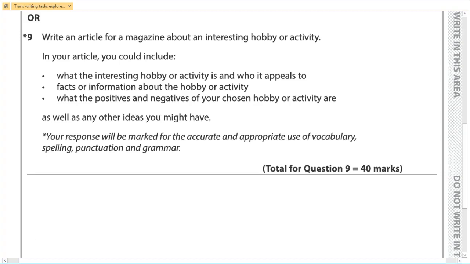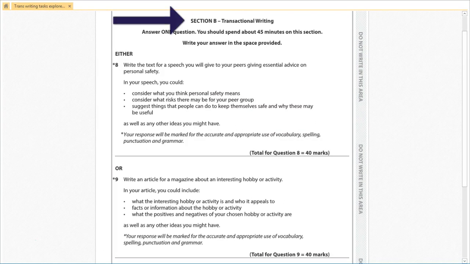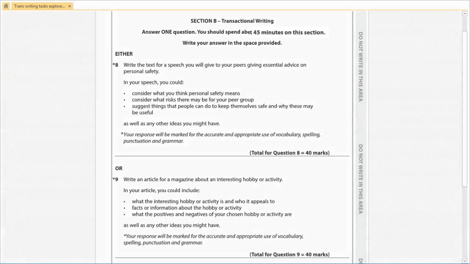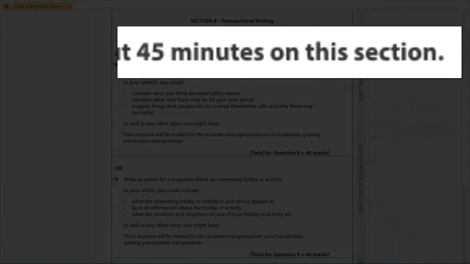So let's take a step back then and look once again at how these transactional writing tasks are presented to you on the exam paper and sum up the key points about responding effectively to them. When you get to section B of paper 2, you will see something very much like this. It will say section B, transactional writing. It will tell you to answer one question. Remember, you only answer one, you must make a choice here. And you should spend 45 minutes on this section.